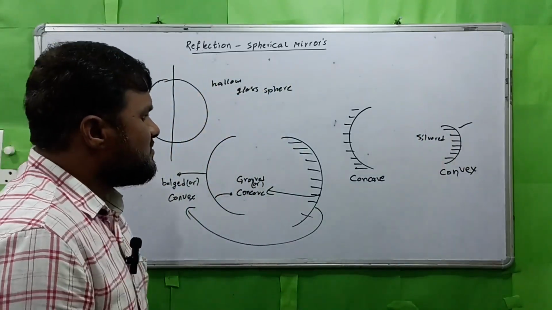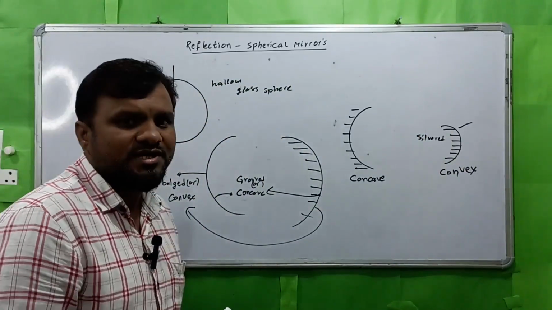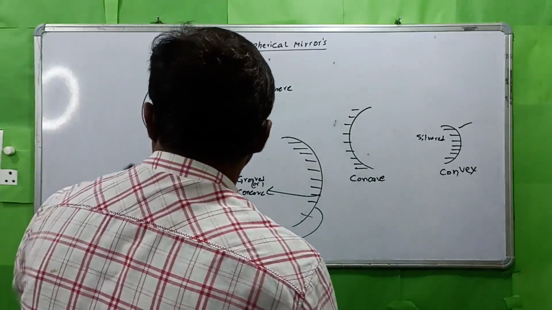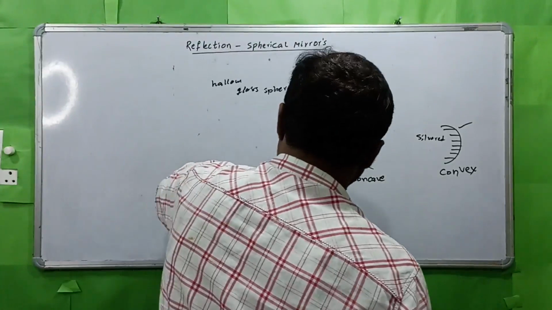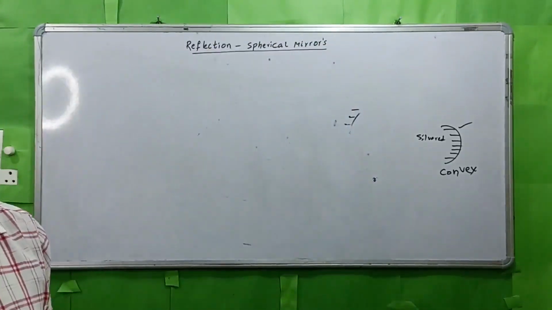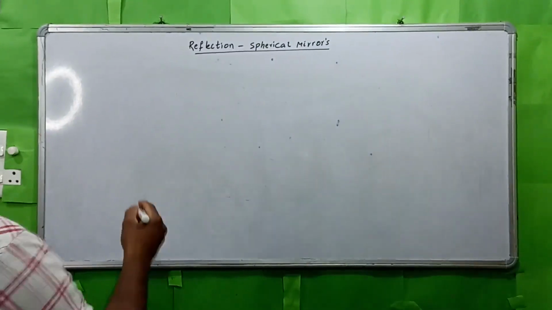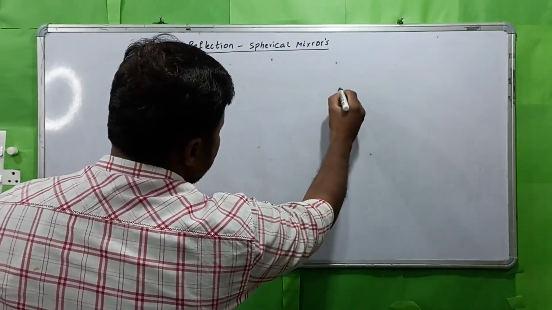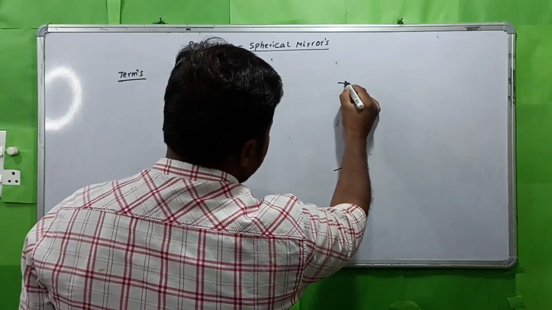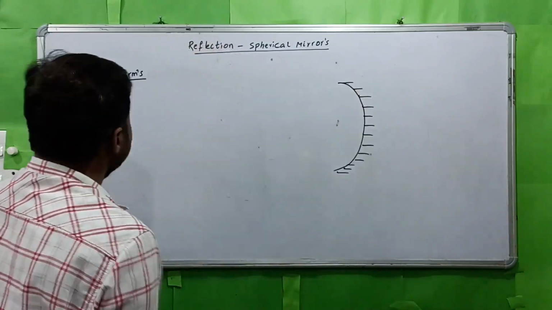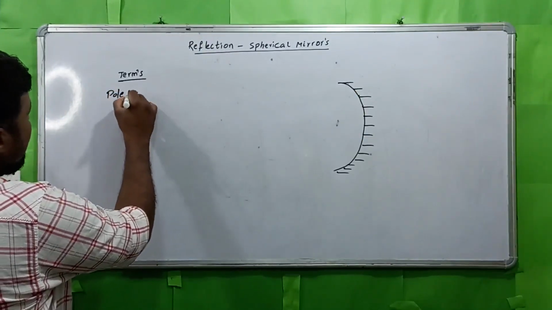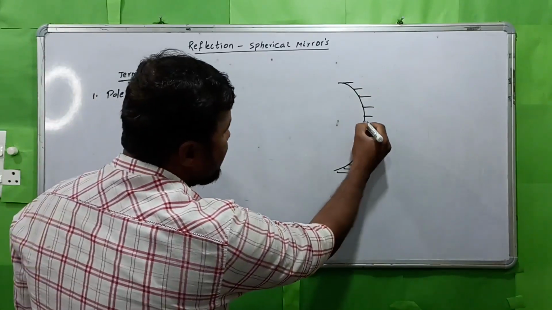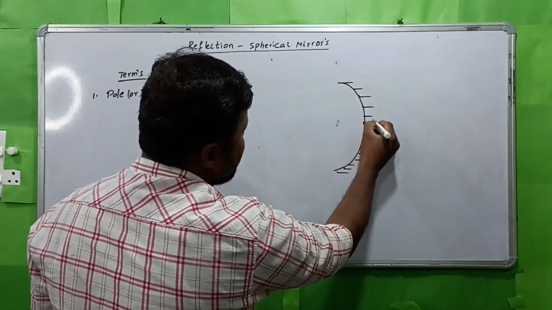Now we will discuss some terms related to spherical mirrors. These are very important to observe how light will behave. Terms related to spherical mirrors. Suppose I take a concave mirror. The first term, pole or optic center. Pole or optic center is defined as the midpoint of the mirror. This is the midpoint. The midpoint of the mirror is known as the pole.